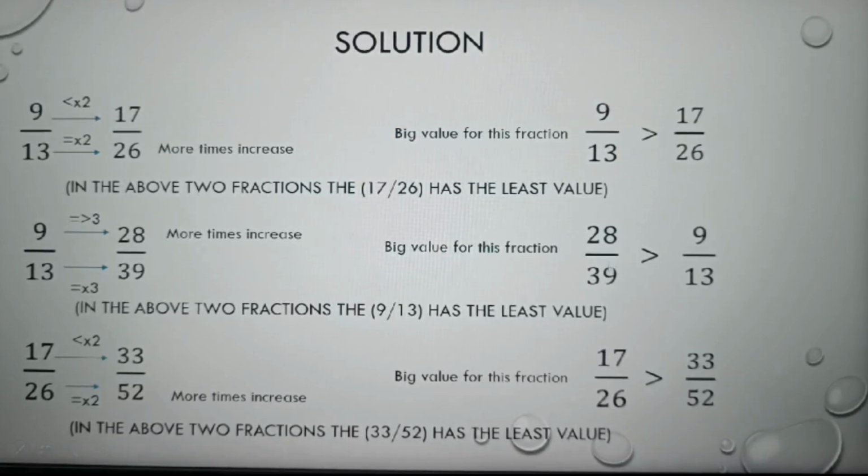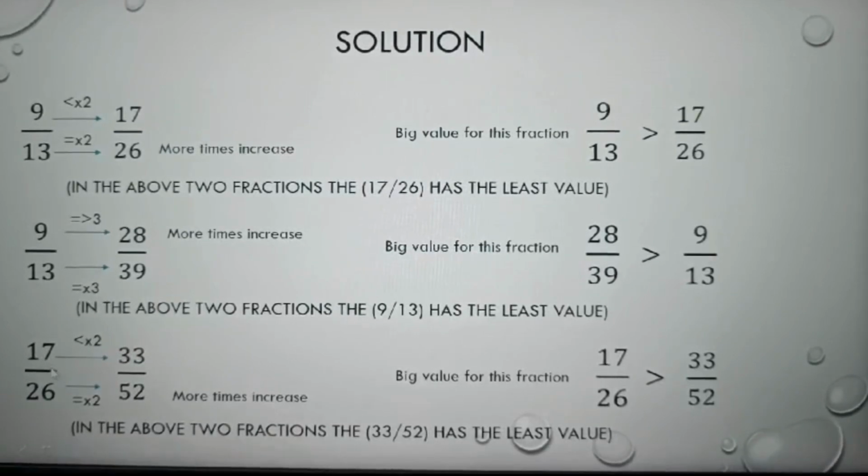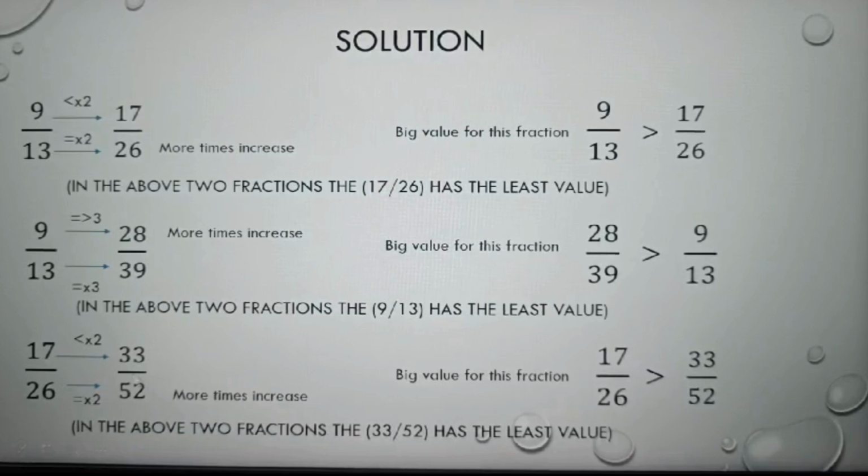Again, now we compare the smaller fraction 17 by 26 with the last option 33 by 52. 17 twos are 34, but here it is not increased 2 times, whereas 26 twos are 52. It is increased 2 times. So the increase in the numerator is more. That's why 33 by 52 is the smaller one and 17 by 26 is the bigger fraction.